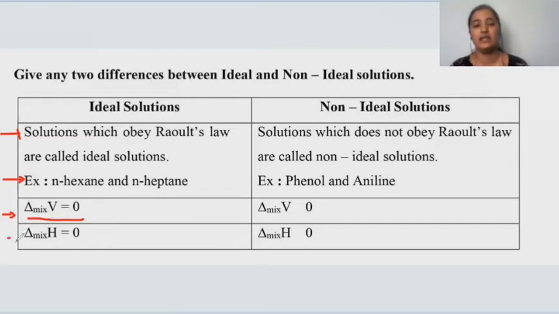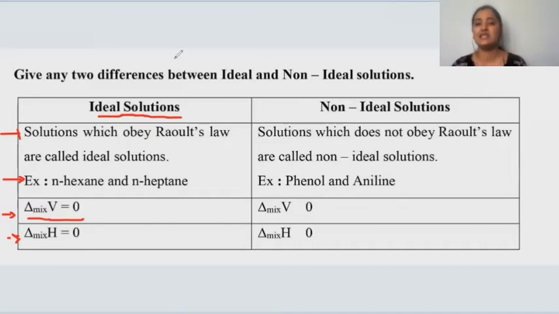Okay. And the next point under the ideal solutions here is the change in enthalpy on mixing will also be equal to 0. That is, when you are going to mix the two components which are in the liquid state in order to form a solution, the change in enthalpy will also be equal to 0 because there is no change in enthalpy after mixing those two components in order to form a solution. If these conditions are obeyed, then such solutions are regarded as ideal solutions.